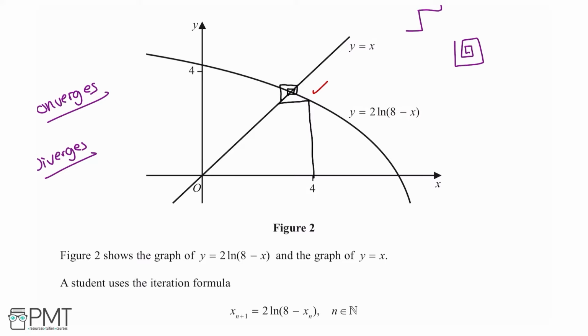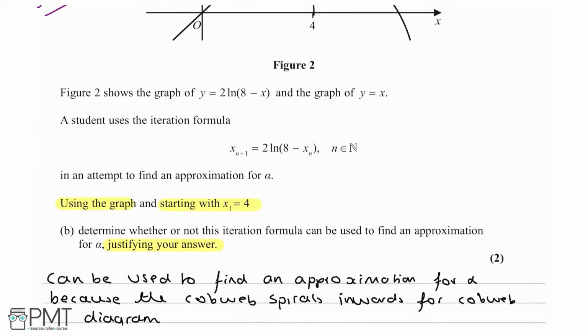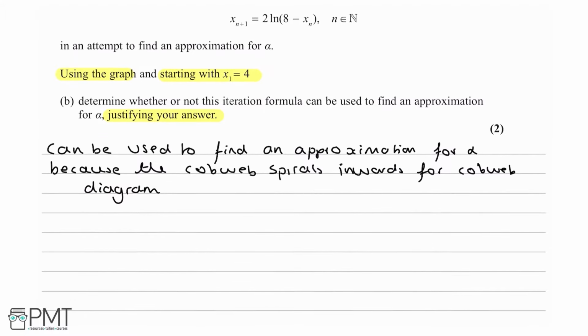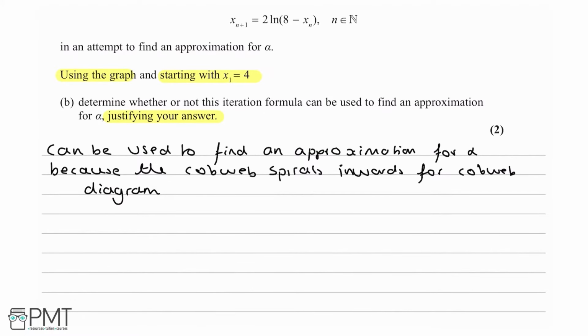The second mark we get comes from our argument, or our justification of our answer. To get this mark, you need to explicitly state it can be used. Now this one's important in the mark scheme, it's bolded, which means the examiners are looking for it. And also you need to say the cobweb spirals inwards. Okay, so both of these points will get you your second mark. If you're missing either one of them, you cannot get that second mark.